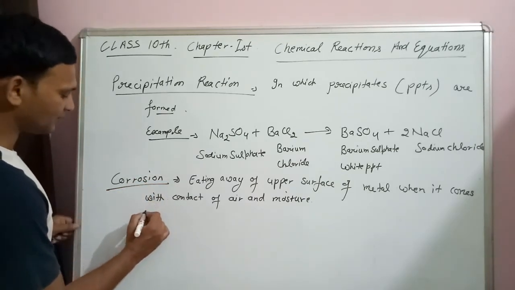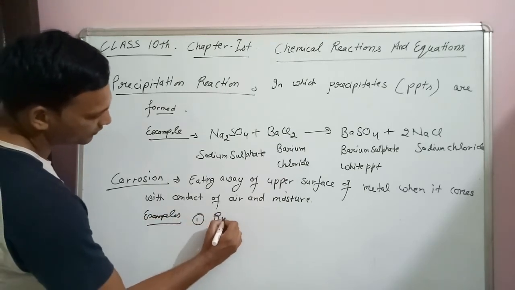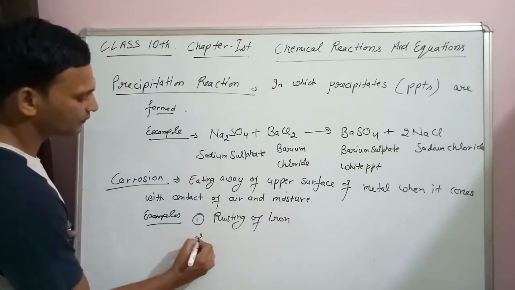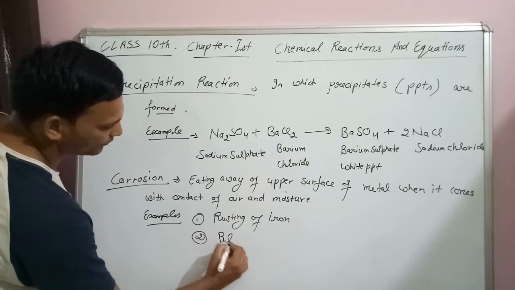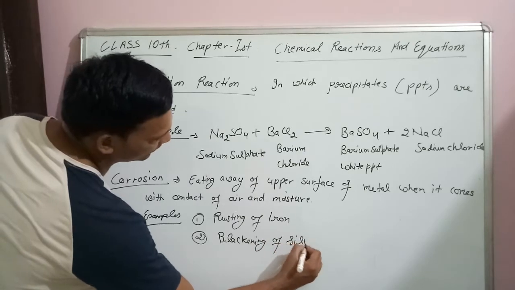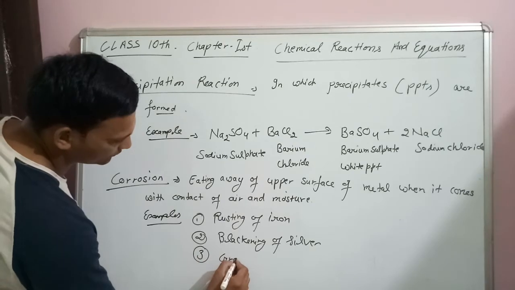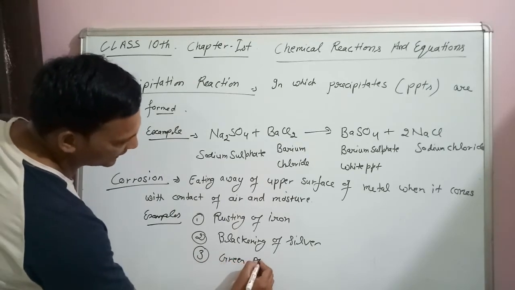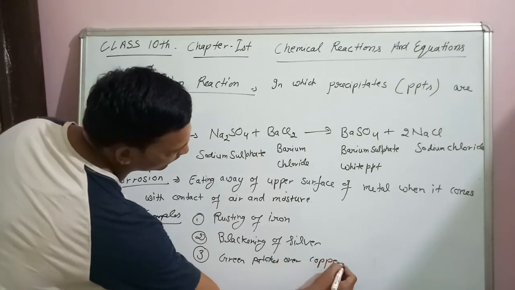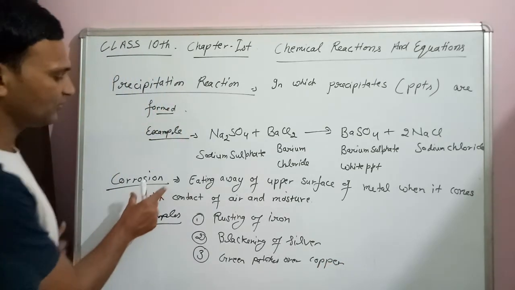So we will take the example. For example, first, rusting of iron. Second, blackening of silver. Third, green patches over copper. So by understanding these examples, you can easily understand the process of corrosion.